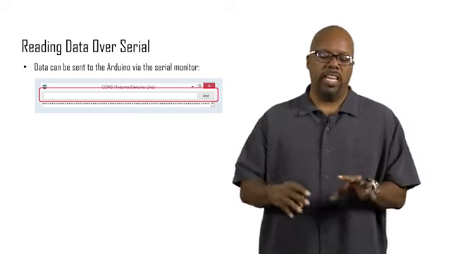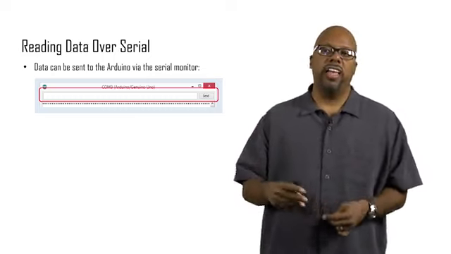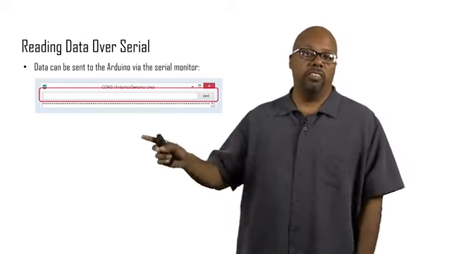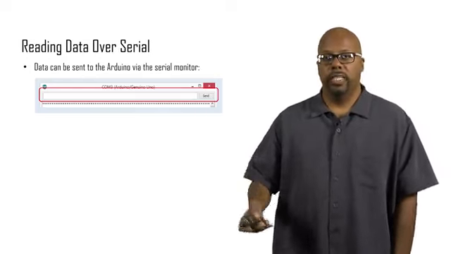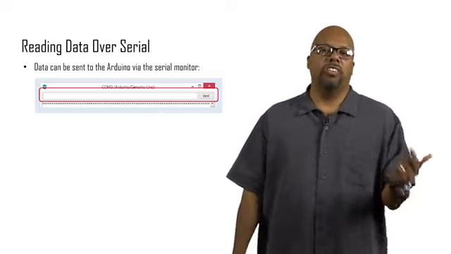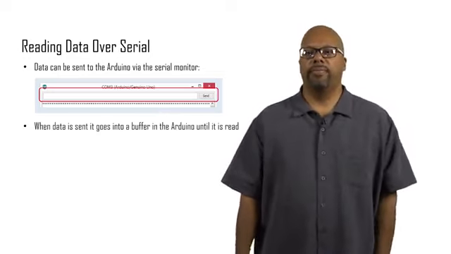So you type some kind of text, some type of characters, you click on send, and that data is sent via serial over to the Arduino. So you can use the serial monitor to send data as well as receive data.